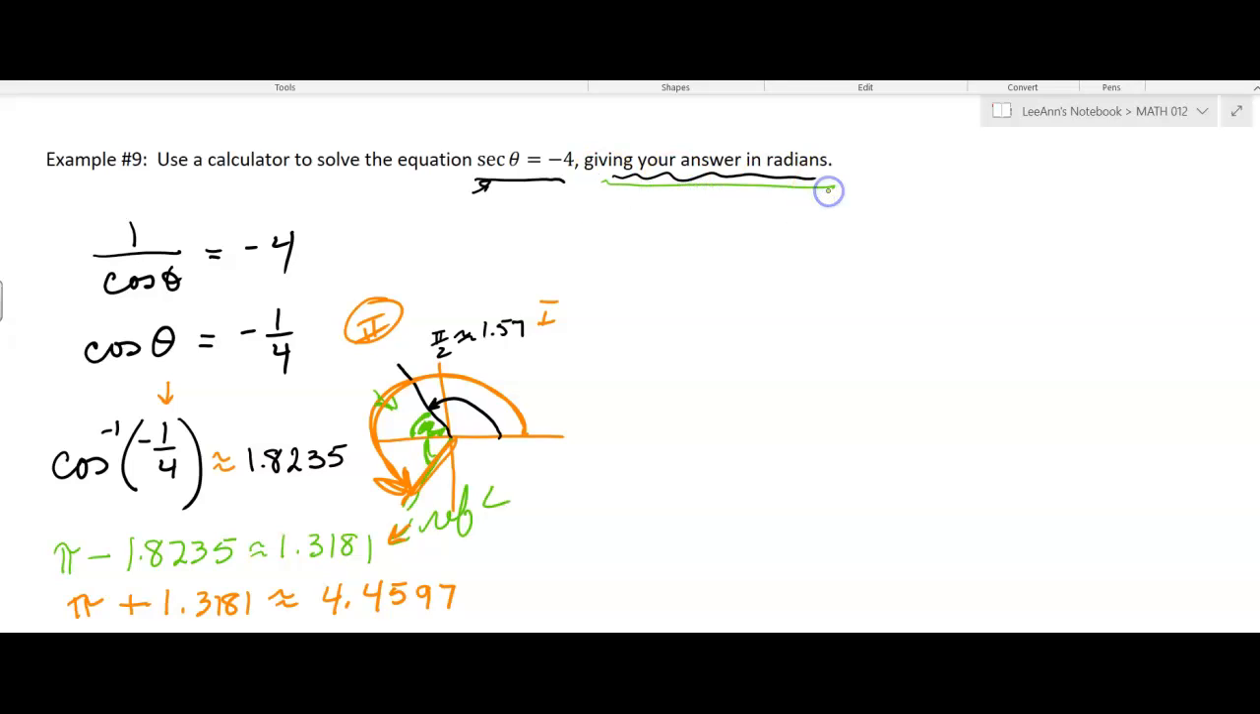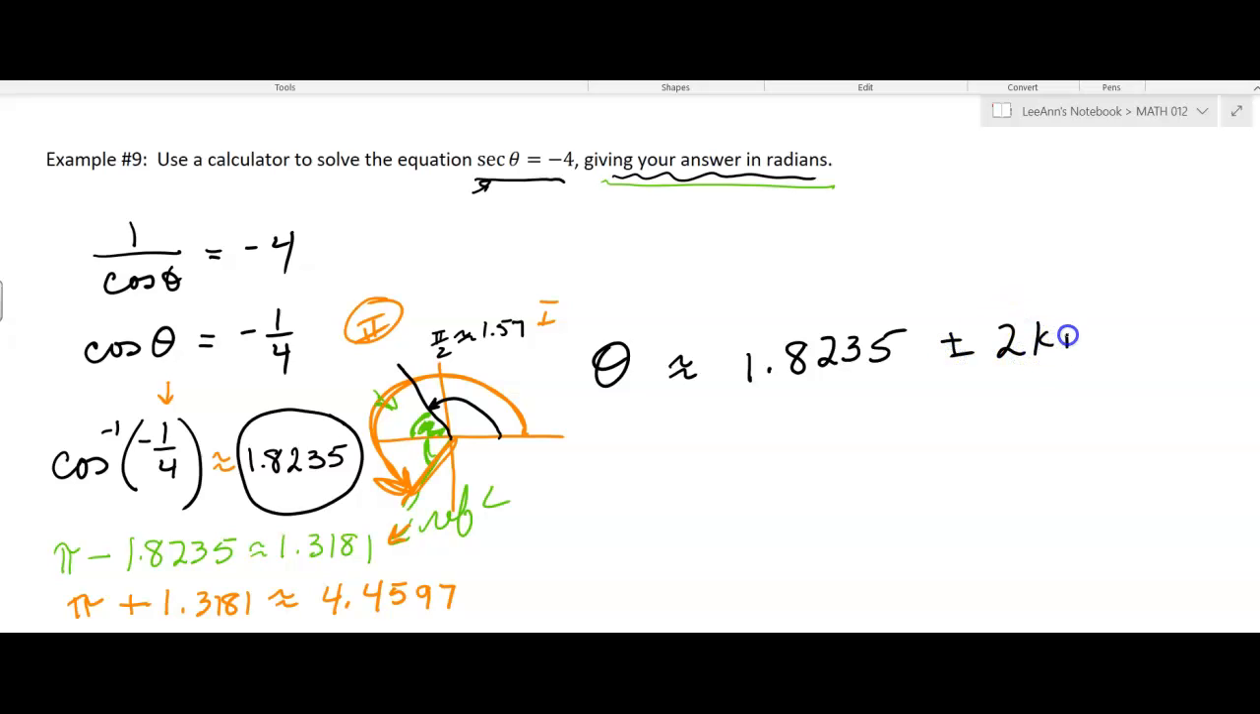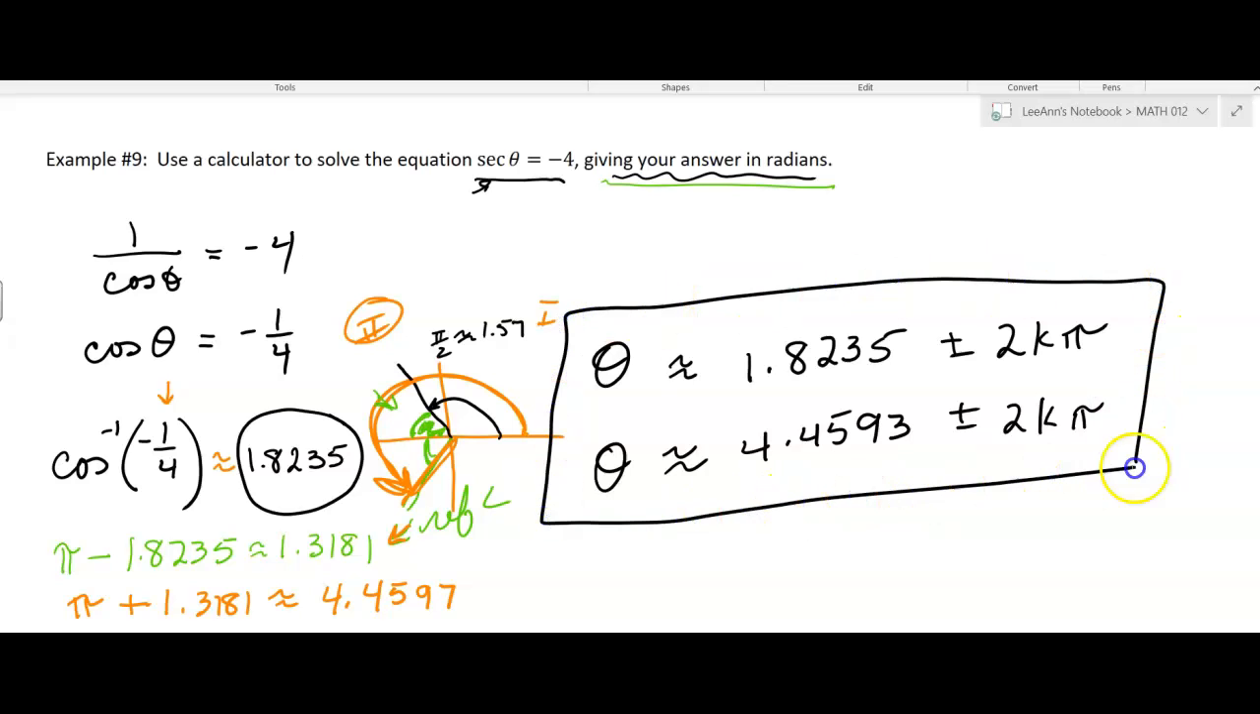All right. Now it says to give our answer in radians. We're going to give all the answers because they didn't restrict us to one time around the circle or a particular interval. So our first answer was right here, 1.8235. And this is what theta is equaling approximately, plus or minus 2k pi. And then also theta equals approximately 4.4597 plus or minus 2k pi. And so those would be all the solutions. They are approximations, but that's what we have to do because we have to use a calculator to find these.